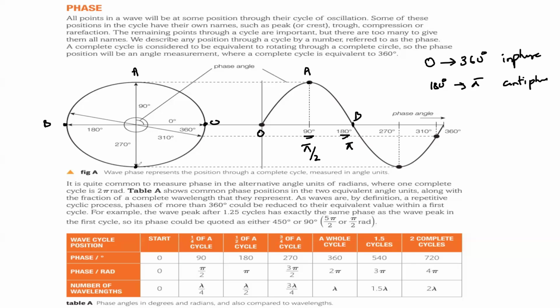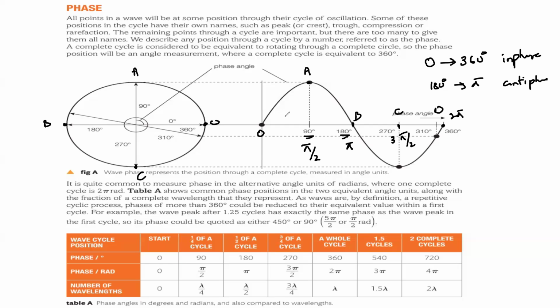If we have 3 by 4 of the circle, the total change in the angle is 270. So here, for 3 by 4 of the wave, the change in the angle will be 270, or we can also say 3 pi by 2. And when we have returned to the same position, the total angle of the circle is 360 degrees, or 360 is also known as 2 pi radian. So when we categorize the position of the wave in terms of the angle, we call that the phase of the wave.